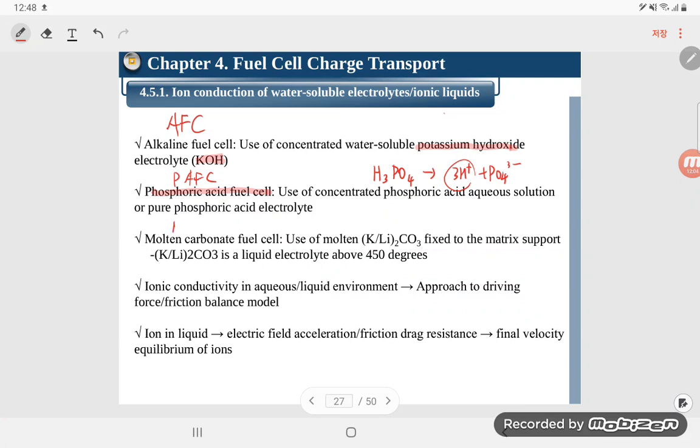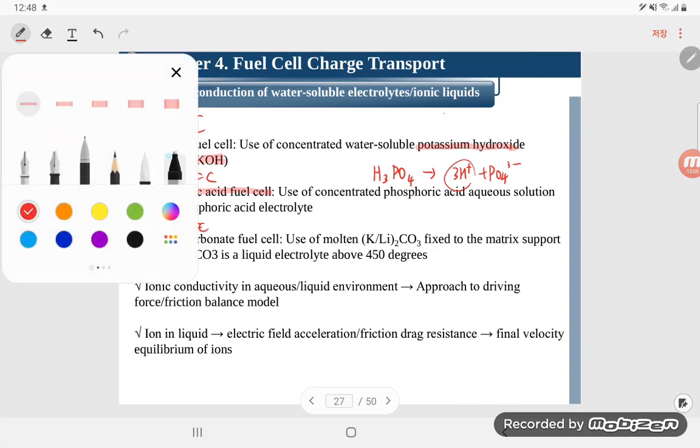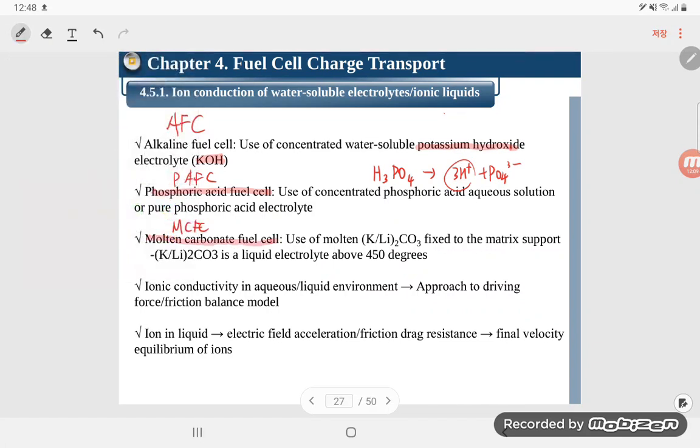And MCFC, molten carbonate fuel cell, uses molten potassium or lithium carbonate, fixed to the matrix support, and this material is molten. Because if the temperature goes over 450 degrees Celsius, then it is molten, right? So we use it as an electrolyte directly.